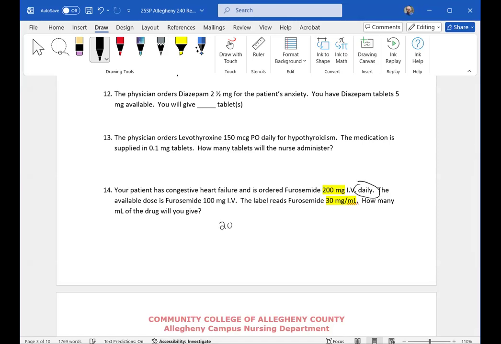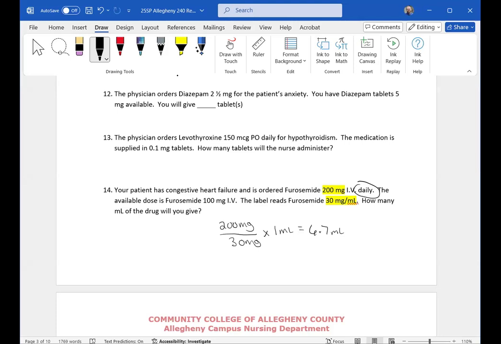So you're just going to take your order, and it's been a while since I've done this, but over available times your quantity. I don't think this is going to be a solid answer, so we probably have to round, but 200 divided by 30, you're going to get 6.6 repeating. So you're just going to round that to 6.7 milliliters. I don't know that you need to write daily with that or not because it's stated within the question.